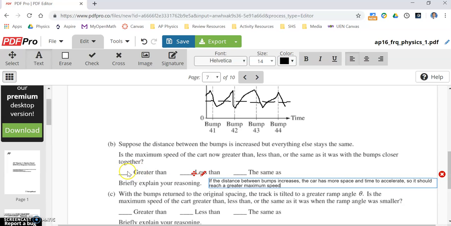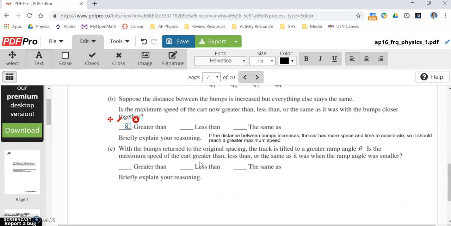You may think that's a lot to explain for such a short answer, but you really need to give all those details and show all the steps of what you're thinking. All right, next question right here. The bumps return to the original spacing. The track is tilted to a greater ramp angle.